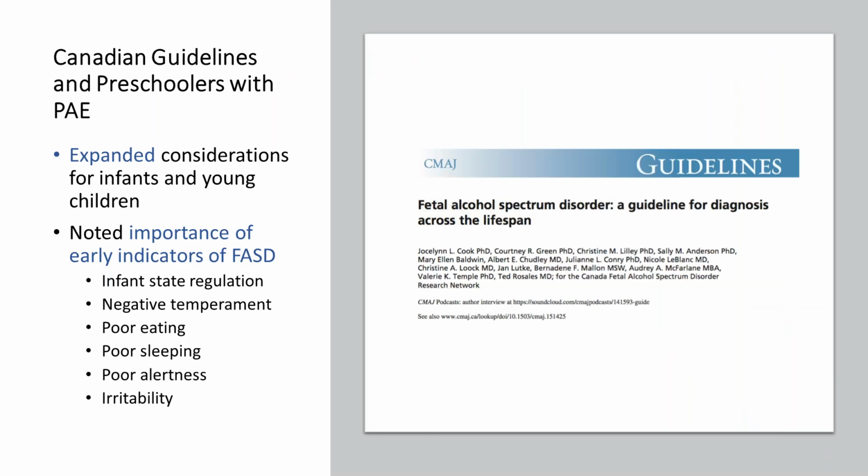So these are the guidelines that were revised in 2015, and you can see that it is for across the lifespan, but for the purpose of this morning, we're going to focus on preschoolers specifically. So in 2015, they expanded the consideration for infants and young children, and they noted the importance of early indicators of FASD in young children. So things like infant state regulation, negative temperament, poor eating, sleeping, and alertness, and irritability.